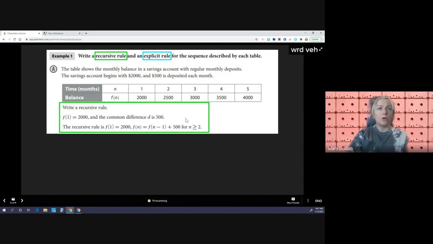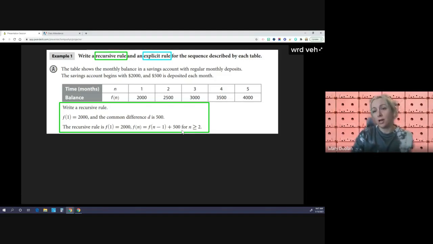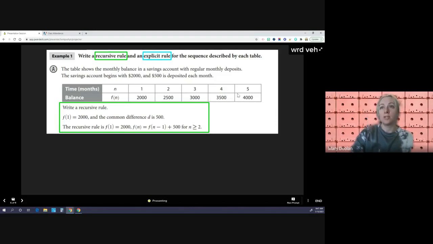So this is a way of showing how you get any value in this table. Maybe we want to know 10 years from now, how much money is in our account. Filling in the table may not be the most efficient way, but using a recursive rule or an explicit rule would be much more efficient, because there's 12 months in a year, so 120 months later. I wouldn't want to fill in a table that goes all the way up to 120, but I could figure it out this way, for n equals 120.